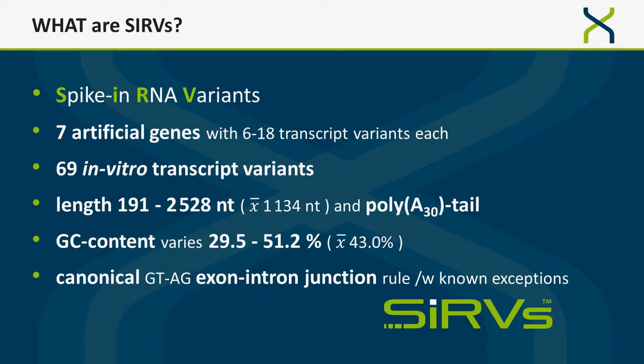They all have a constant long poly A tail. The GC content varies between 30 and 50%, and everything we know about the complexity embedded in the transcriptome, for example, the percentage of the canonical exon-intron junctions plus the known exceptions, is built in. I give you one example.